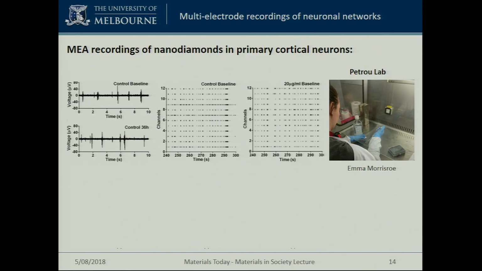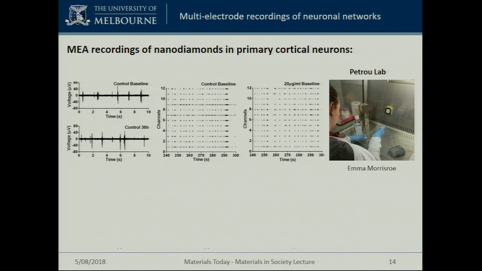And this is what some of the electrical recordings look like. On the left here, you can see action potential events on a single electrode. This is over a period of 10 seconds, and these little blips here are an action potential happening on one of these electrodes.